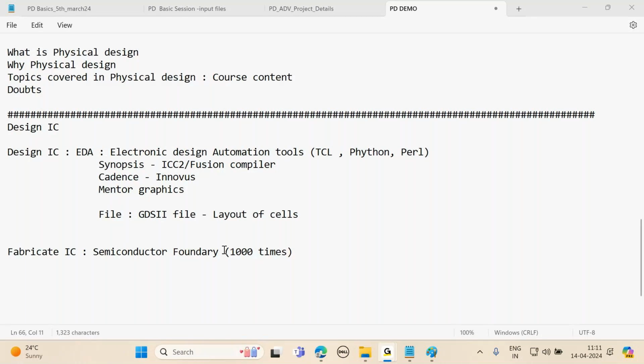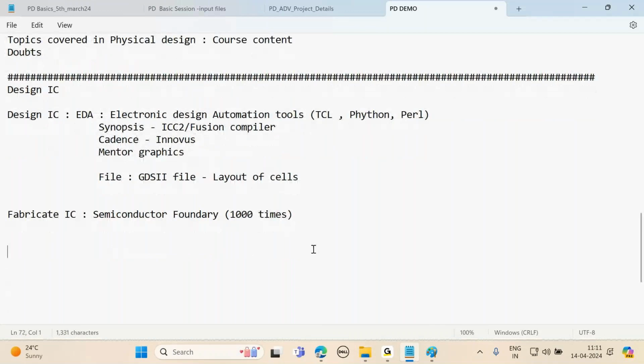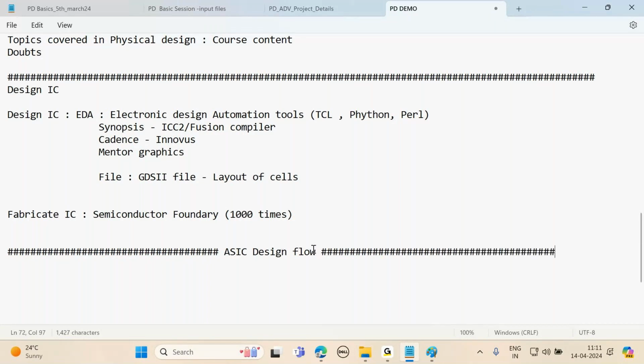So I discussed about this, right? So at last the design team should give GDS file to the semiconductor foundry to fabricate the IC. So then what is physical design? What we do in physical design? To understand this, we should go a little bit into the process of ASIC design flow. So how many of you know this ASIC design flow? If you know, it is good. Please listen to this. It will be a little bit different, not the same.